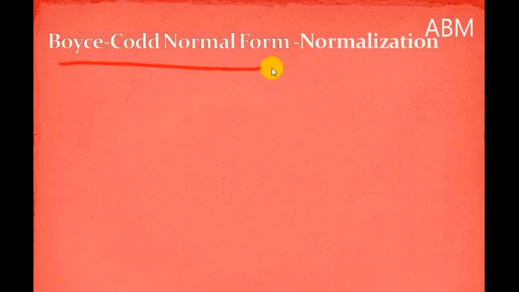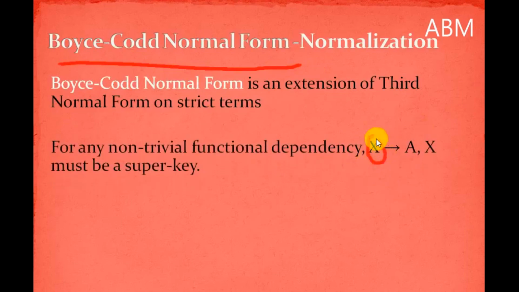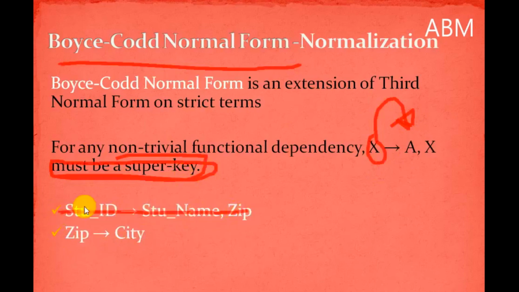Boyce-Codd normal form is actually the extension of the third normal form, and the one condition is that, for example, if X determines A, then X must be a super key. Okay, X must be a super key. We have already discussed in our previous videos that a super key is any key or combination of keys which may be used to determine the other attributes. So if X is going to determine A, then X must be a super key. Okay, for example, in this condition you can say that student ID is a super key, and in this condition you can say that the zip ID is a super key.